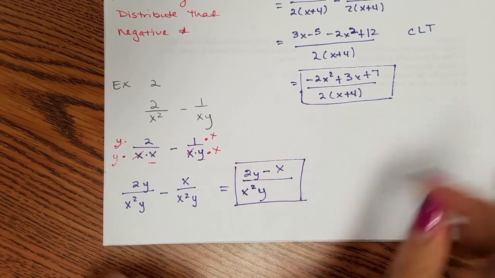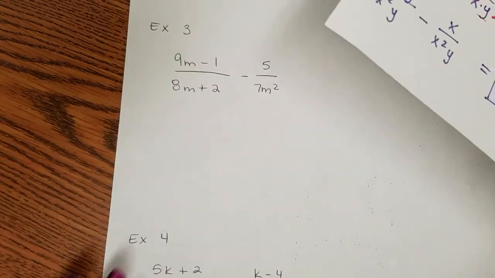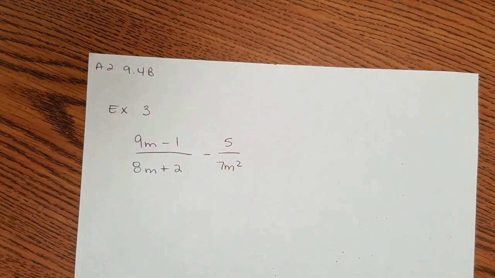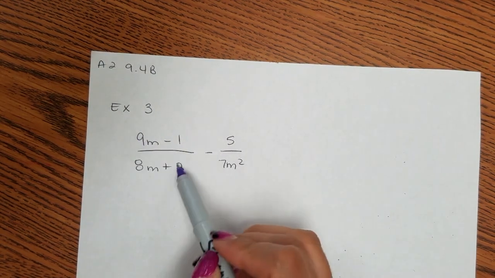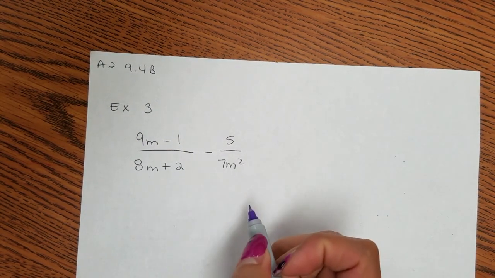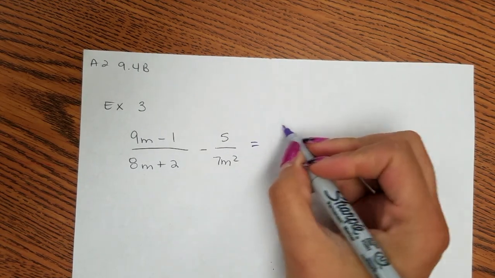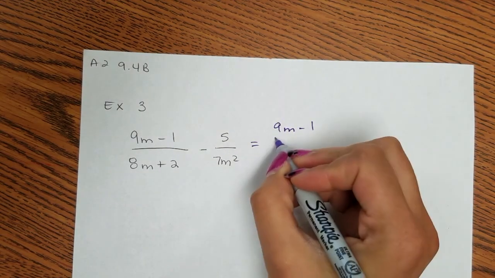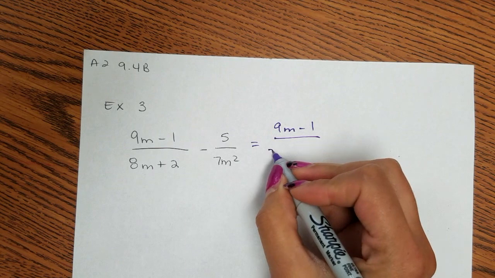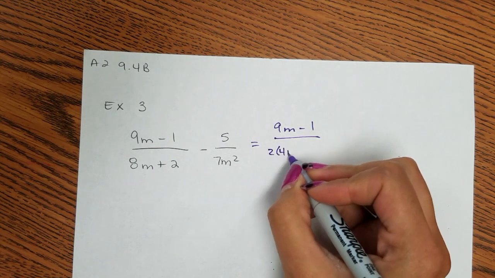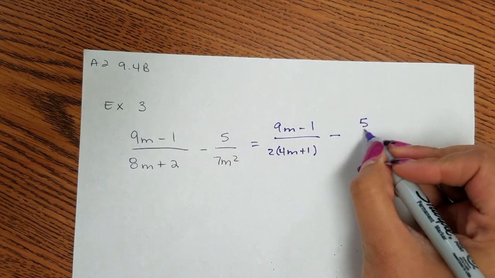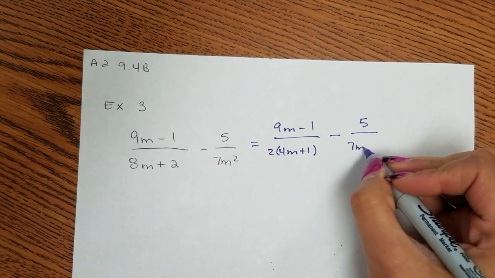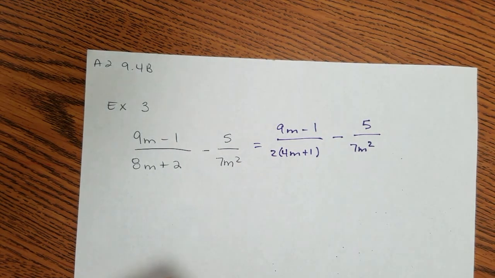All right, that's all we're doing. I have a couple more examples for you. Here I have 9m minus 1. This does not factor. 8m plus 2 does factor. So I have 9m minus 1. I can pull out a 2 here, so I have 2 times 4m plus 1 minus the 5 stays there, and the 7m squared also does not factor.